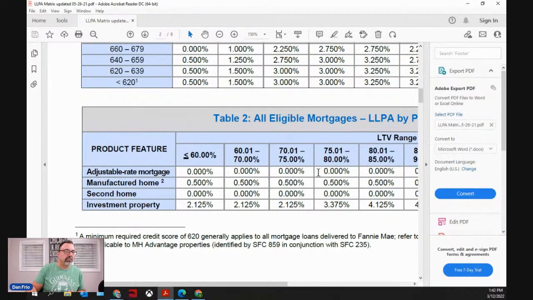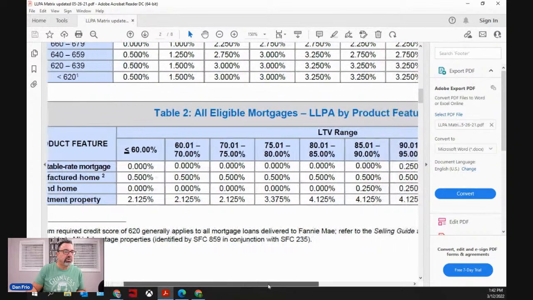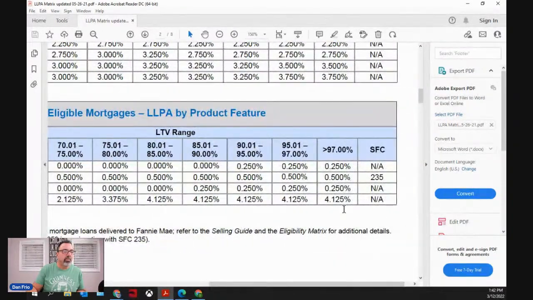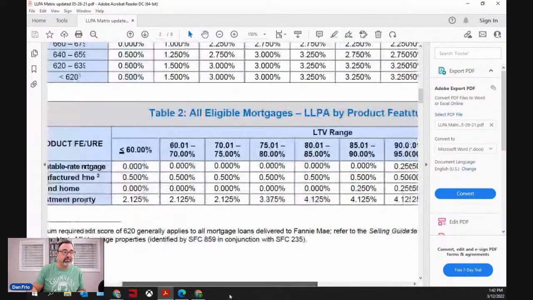That's a different mortgage type and there's no adjustments there. But is it a manufactured home? There's actually a hit for that, meaning there's a 0.5 bump in the yield. And again, I'll explain this at the end. But if you're down to an investment property, you can see it goes all the way to a 4.125 hit to the rate if you're looking at a 97% loan to value or greater. I don't know of any investment properties that you can go that high, but it's in here.